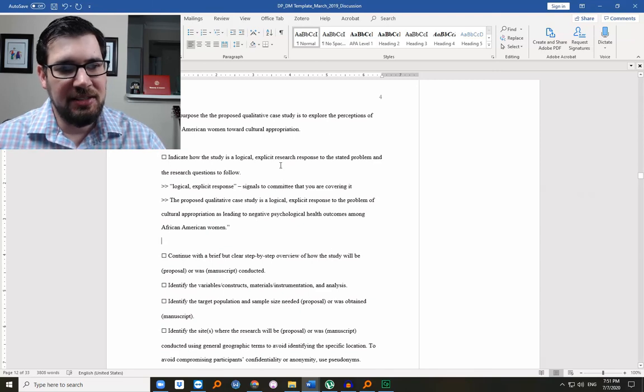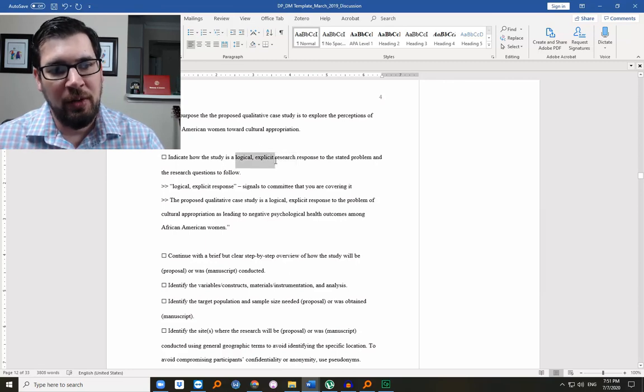Indicate how the study is a logical, explicit response. So the point here is to start pointing out what you're doing by using these signaling words in your sentences.